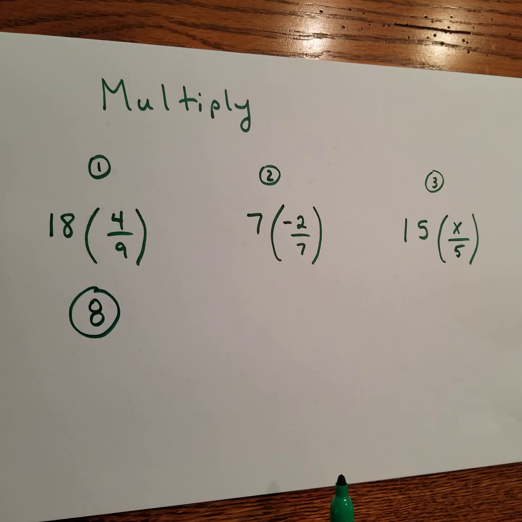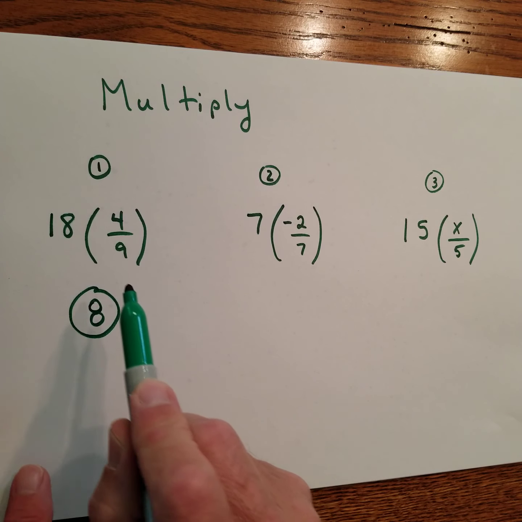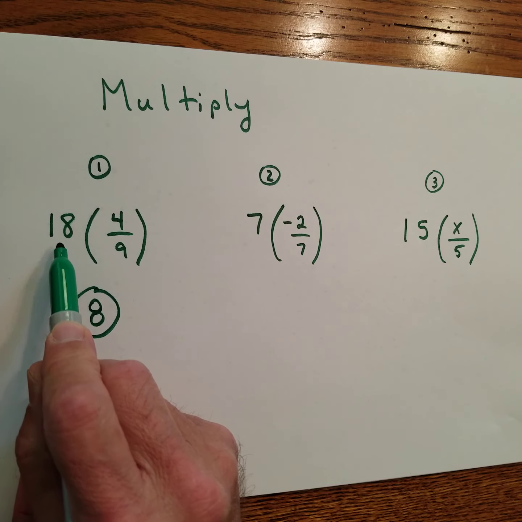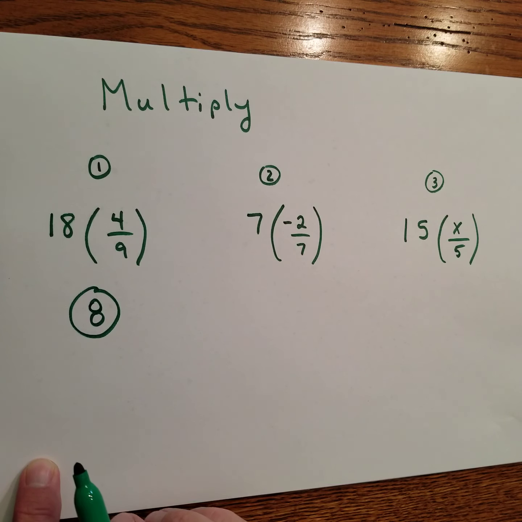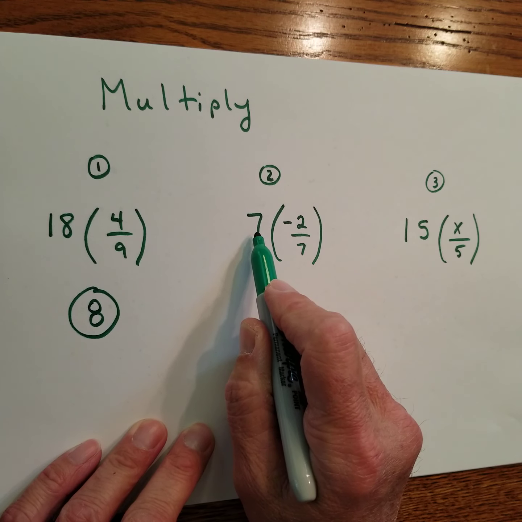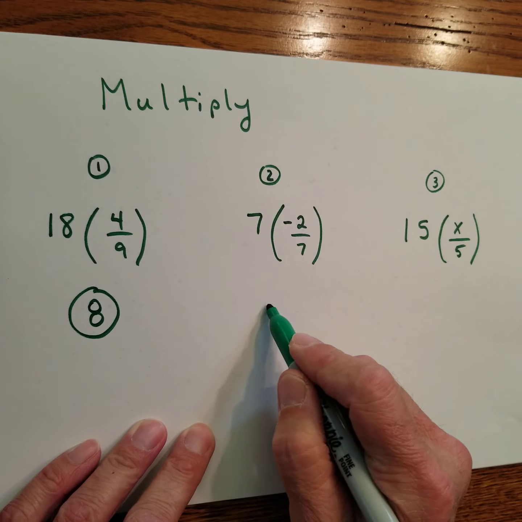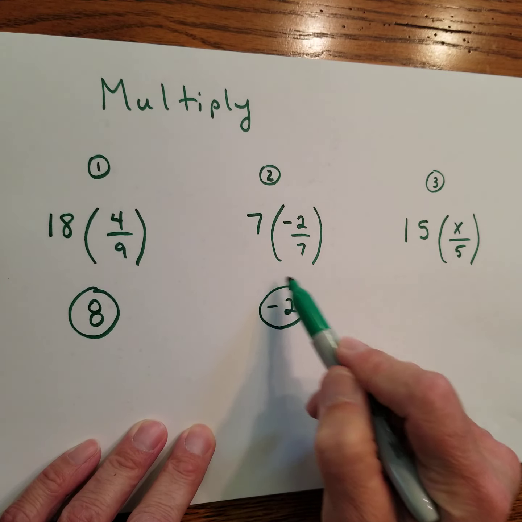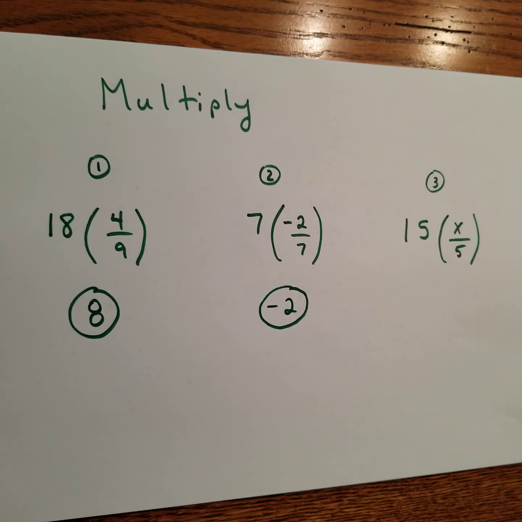Look at number 2. Now, what was the process? How many times does 9 go into 18? 2. 2 times 4, that's 8. How many times does 7 go into 7? Once. 1 times -2, that's -2. For these problems, you write the problem down, put the answer underneath it.